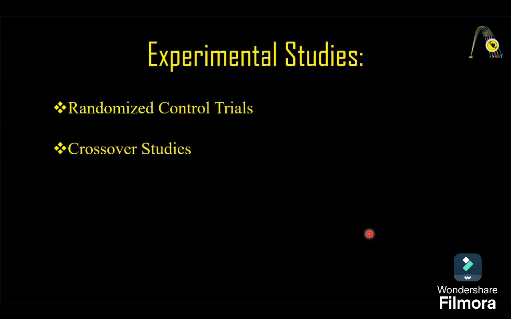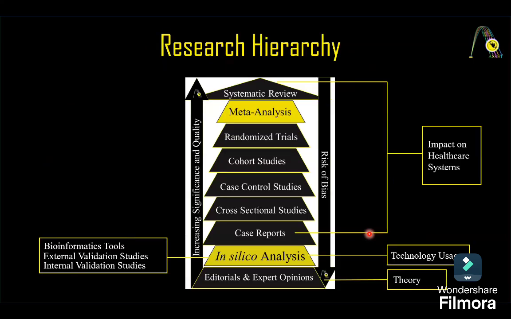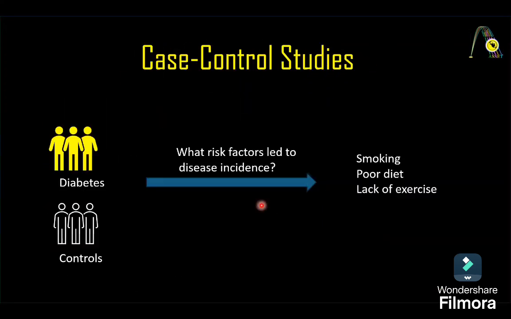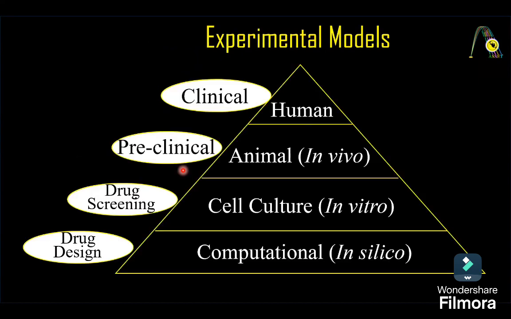And then we have the experimental studies. Now, the two experimental studies I'd like to talk about are the randomized control trials and crossover studies. If you reference back to the hierarchy, you can see that randomized control trials are above the observational study, right? And the other one I'm mentioning here is crossover studies. So in general, experimental studies are considered higher significance than observational studies. So we can talk about our first.